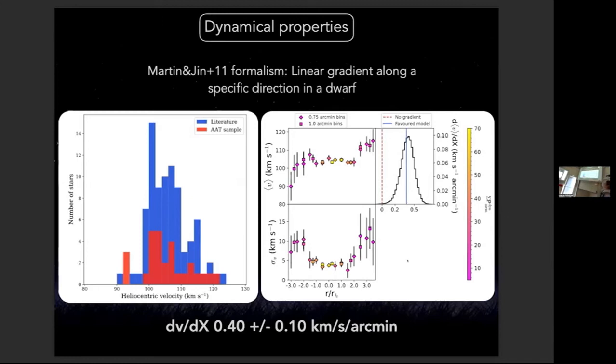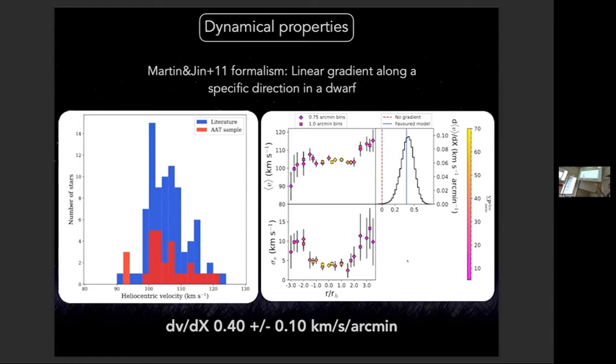And we do that across the major axis of Boötes 1. What you can clearly see by eye is that there is a trend in the systemic velocity from one edge of the galaxy to the other, and also a higher velocity dispersion at the edges and a lower one at the center. If you use the formalism of Martin et al. 2011, which computes the velocity dispersion and the systemic velocity but also accounts for a linear gradient if it exists in the system, you find a radial velocity gradient of 0.4 kilometers per second per arcminute, shown here with the probability distribution function on the upper right panel. So you see that it's clearly pointing toward a non-zero gradient in the system.